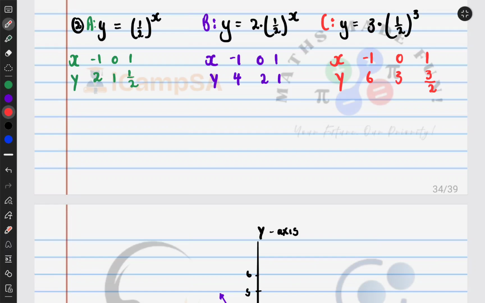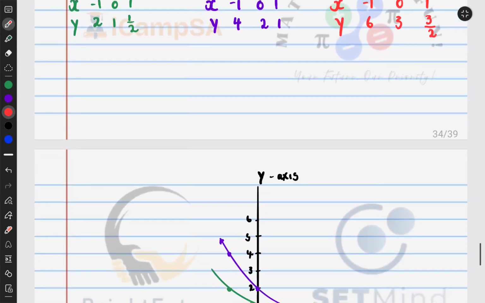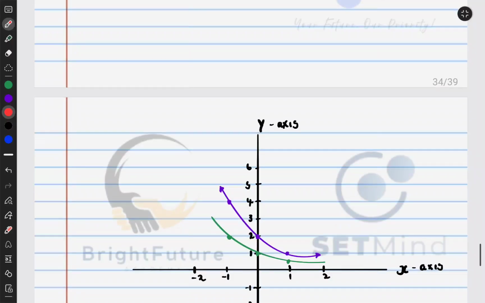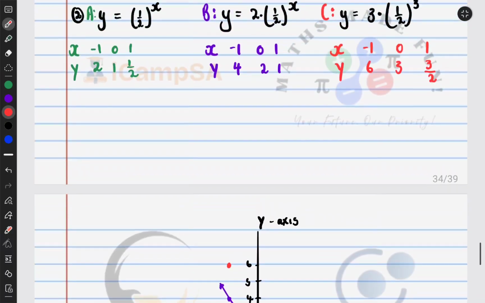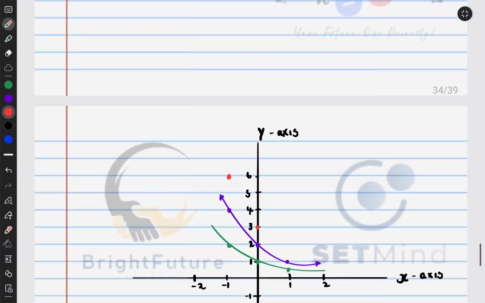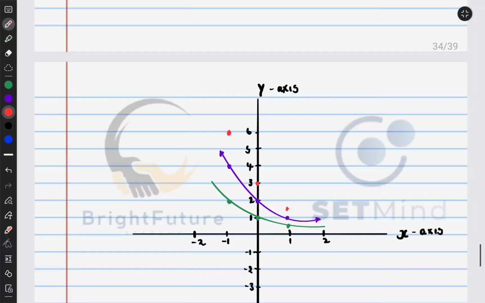And then lastly we have c. Then for c we have -1 and 6, gonna be here, and then we have 0 and 3, and then we have 1 and 1.5. And that is how our function is gonna come out.